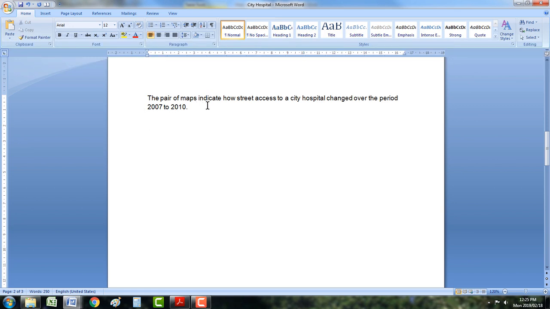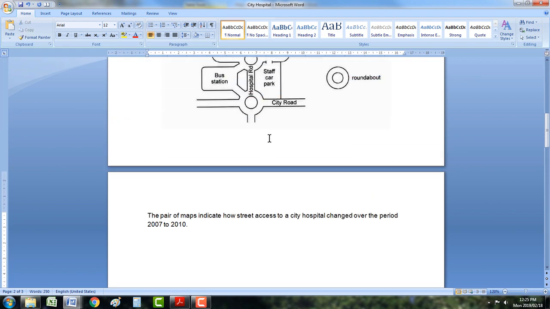The pair of maps indicate how street access, okay, so I changed road access to street access, whatever, it's fine. To a city hospital, I didn't paraphrase, changed over the period. It's a nice paraphrase because I've paraphrased the grammar and I haven't really paraphrased the vocabulary. Students think if they paraphrase the vocabulary, then that's enough. It's actually better to paraphrase the grammar, and often it's a good idea to try and put in a how something happened. Alright, but that's enough about paraphrase. Don't go too crazy about paraphrase.